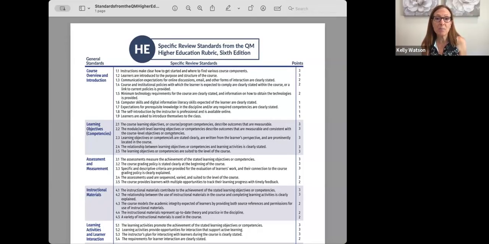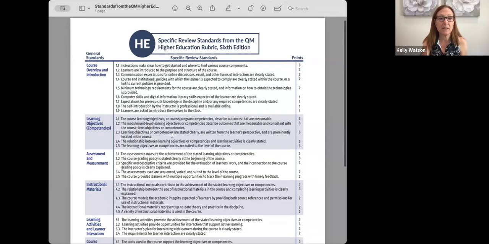So all of these, you can see the points that are applied in this rubric. So as you're doing course design, you can think about the points as a weight of importance or a weight of priority, as something to think about. And I have posted this in Brightspace.